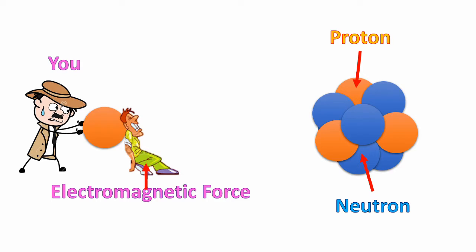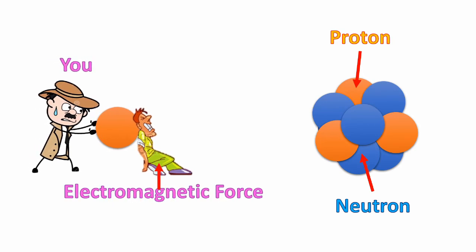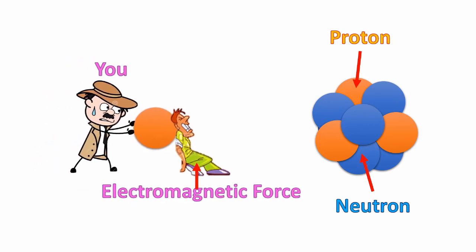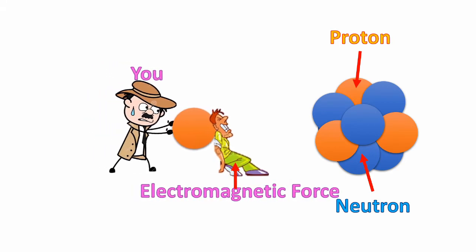Imagine that you have a generic nucleus filled with protons and neutrons. We know that particles of the same charge repel each other. And so, if you were to try to push a proton into the nucleus, then the electromagnetic force, or the electrostatic force, would repel this proton.